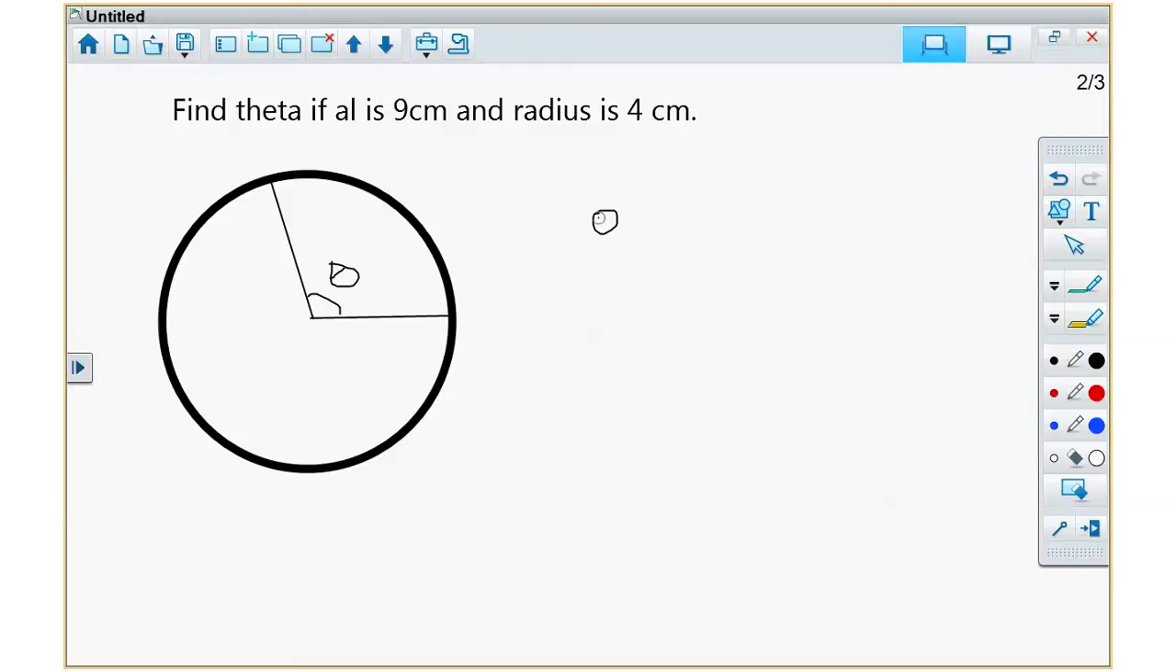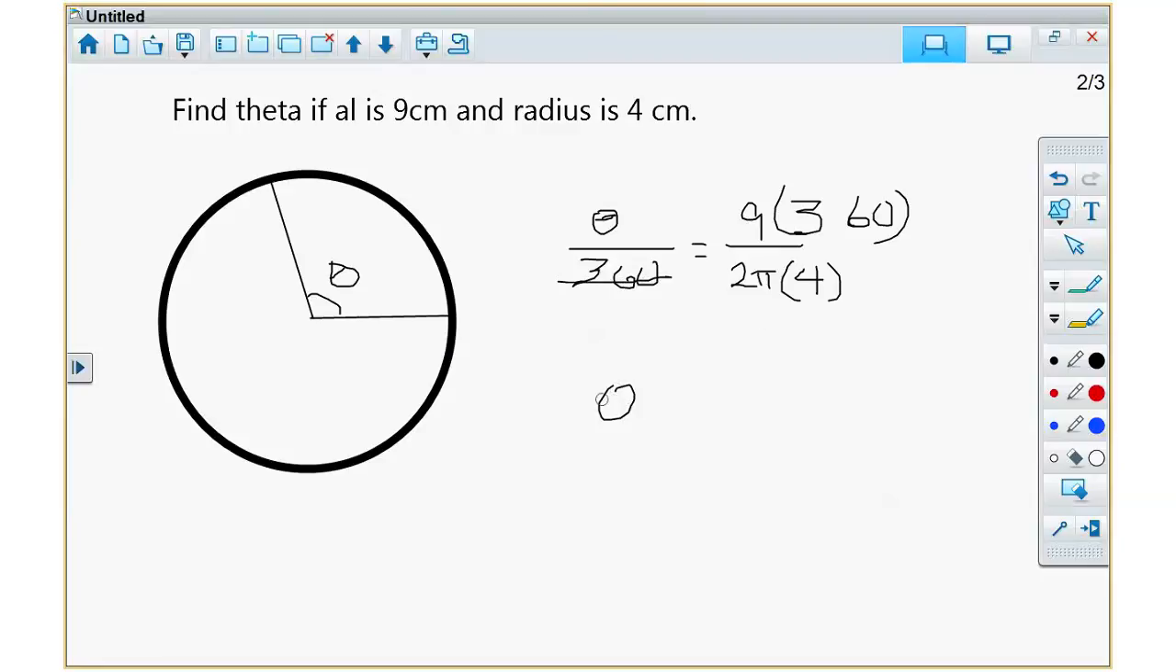Theta over 360 is equal to AL, which is 9 over 2 pi. R is 4. So multiply both sides by what? 360? That'd be a 360 over here. And that's going to be theta is equal to, take 360 out, and that'll be 180.